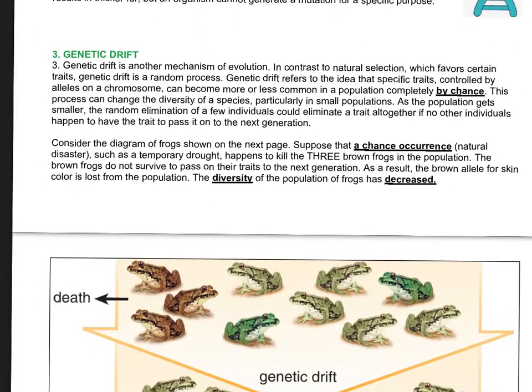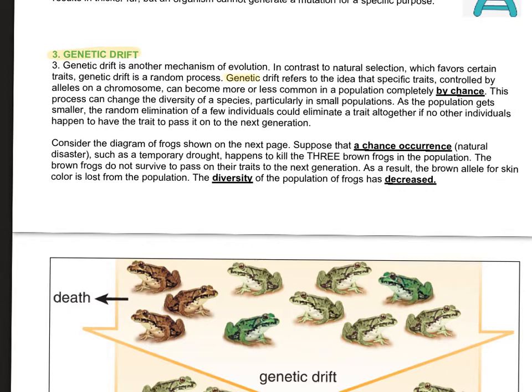Okay. The third one is genetic drift. Genetic drift is another mechanism of evolution. In contrast to natural selection, which favors certain traits, genetic drift is a random process. Genetic drift refers to the idea that a specific trait controlled by alleles on a chromosome can become more or less common in the population completely by chance.